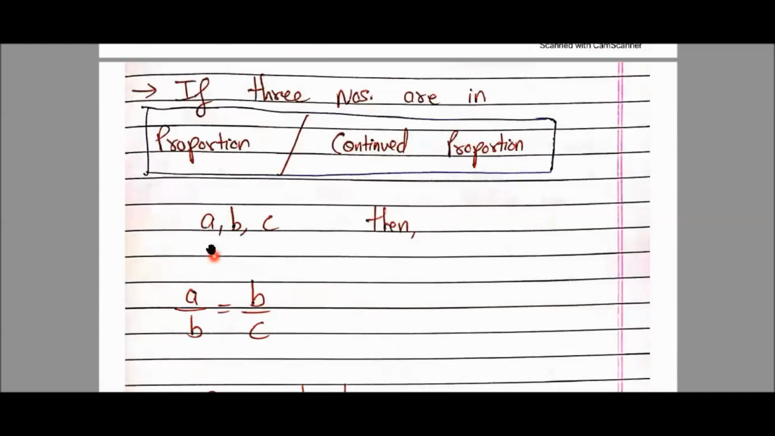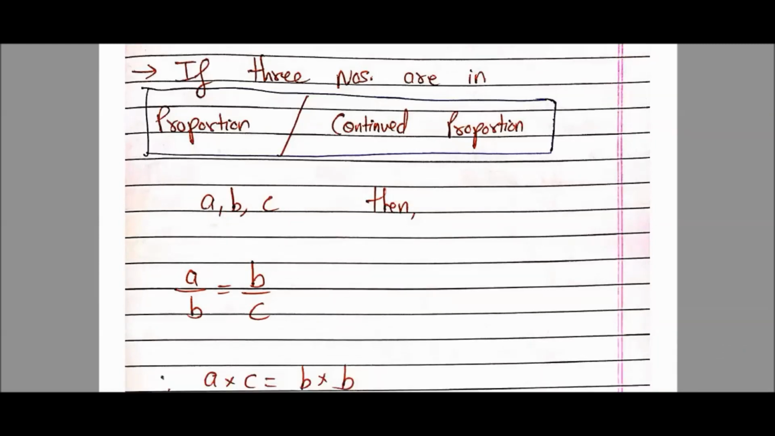See this. A, B, C. See my cursor. A, comma, B, comma, C. Of course, B will be repeated twice, because B is in between. So B को क्या बोलते हैं? Mean proportional. किसका mean proportional? B is mean proportional between A and C, or B is mean proportional of A and C. Okay, moving forward.